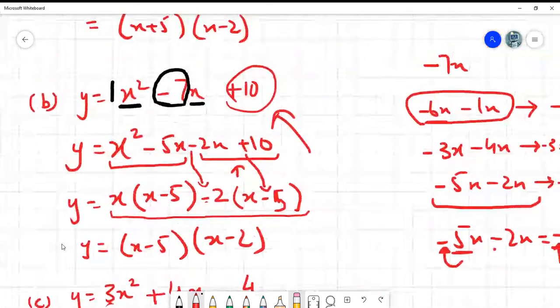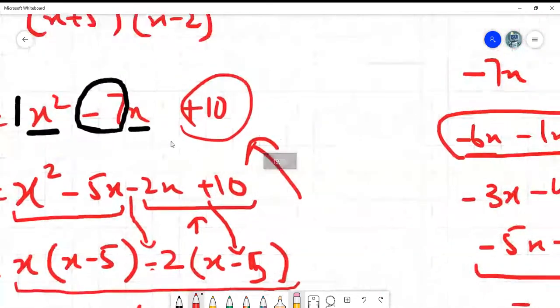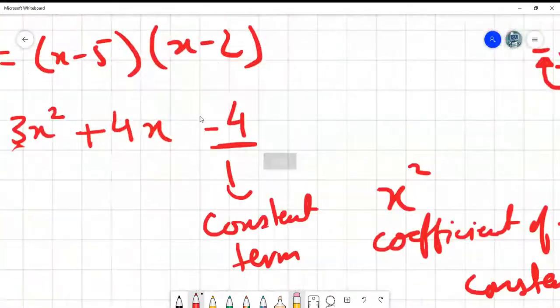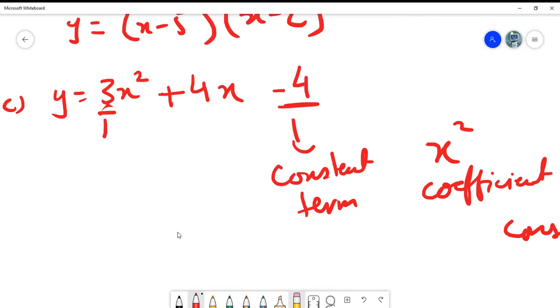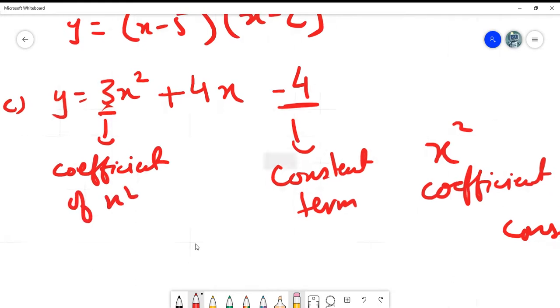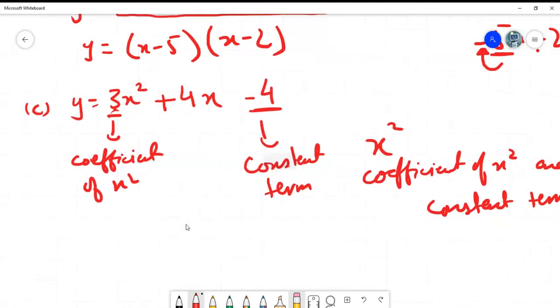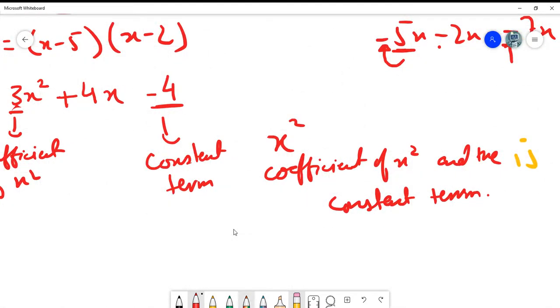Just a quick review. In this part, the constant term happens to be 10. So the constant term here is -4 and the coefficient of x square here is 3. So this is the coefficient of x square. In questions where the coefficient of x square is anything other than 1, you have to first and foremost multiply the coefficient of x square and the constant term. So let's do that.